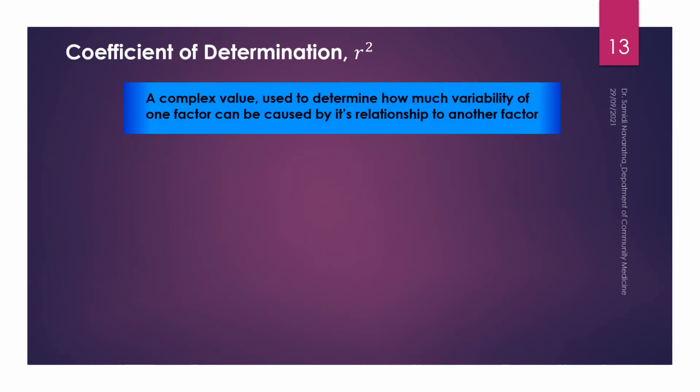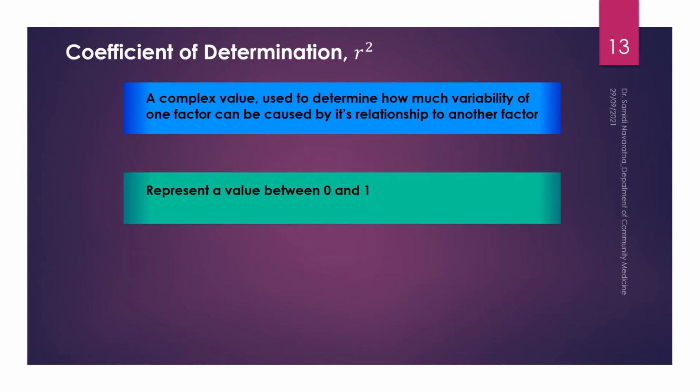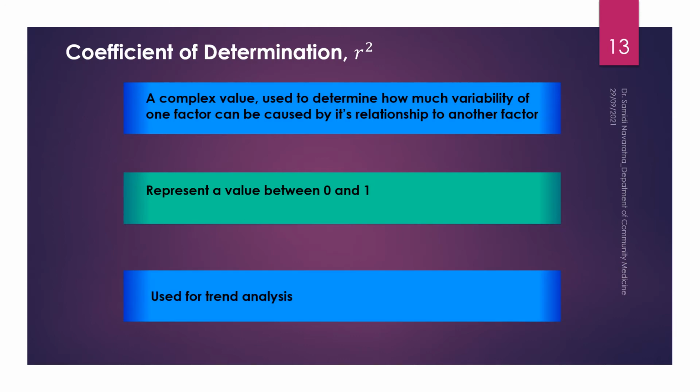It's a value used to determine how much variability of one factor can be caused by its relationship to another factor. It represents a value between 0 and 1. As you can see, there's no negative value because when you square it, the value becomes positive anyway. It's used for trend analysis.